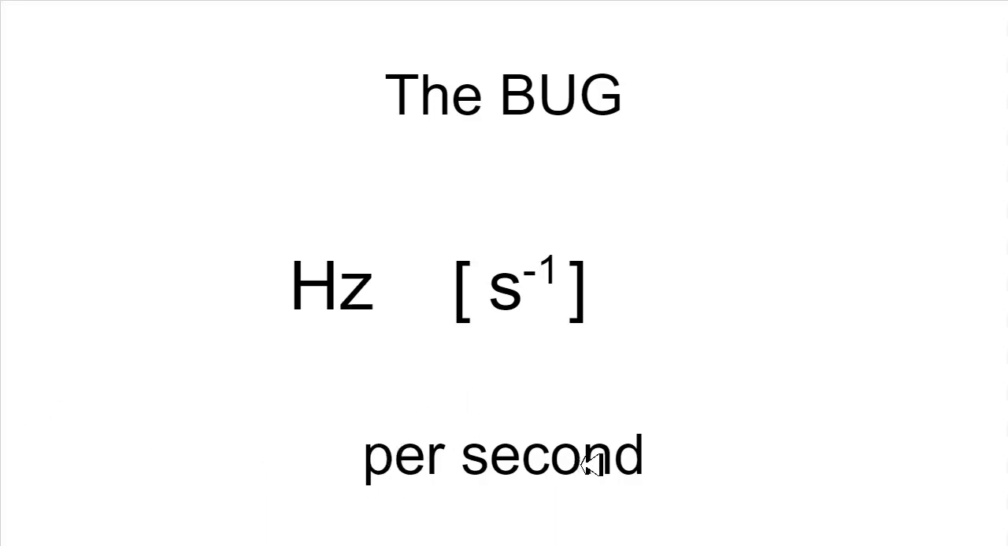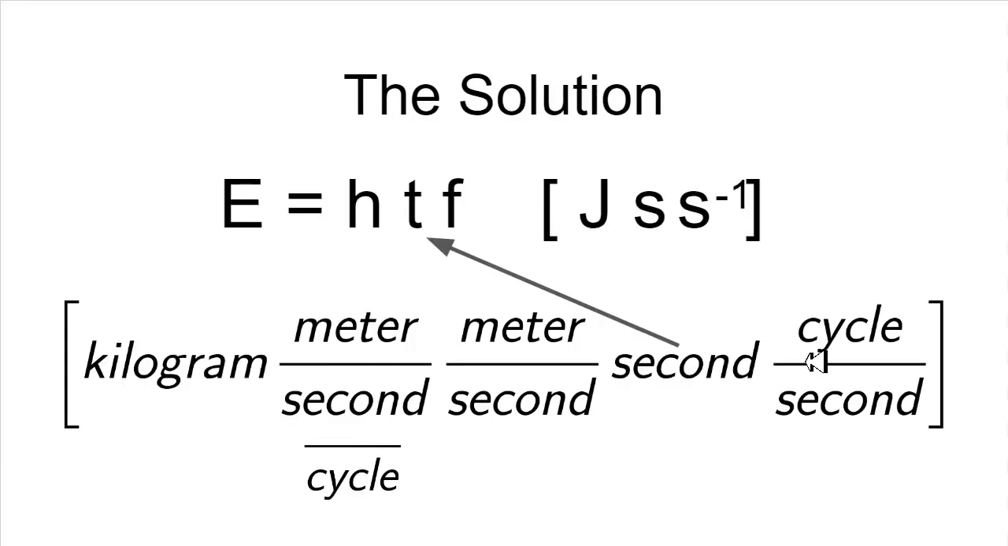Per second is not enough information. I need to know what per second. And even cycle per second is very vague. We know what a kilogram is. We know what a meter is. We know what a second is. But cycle is a little vague.